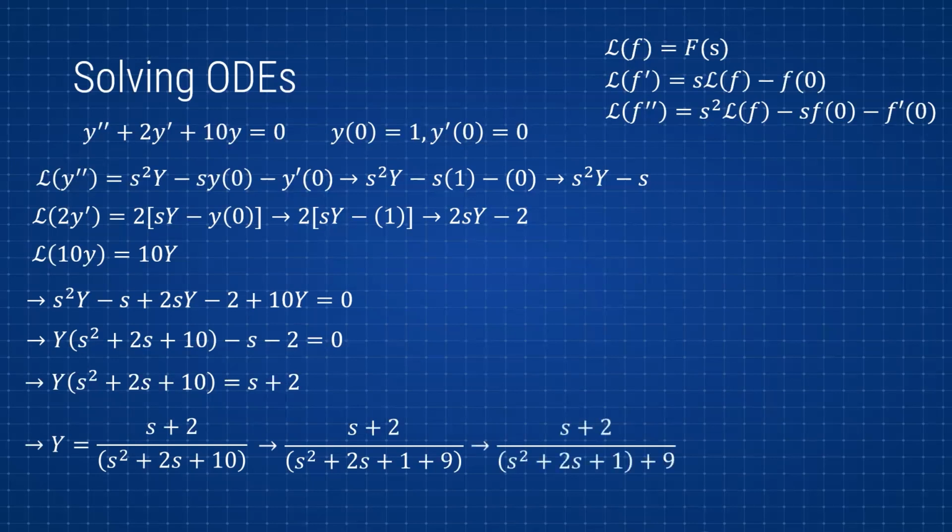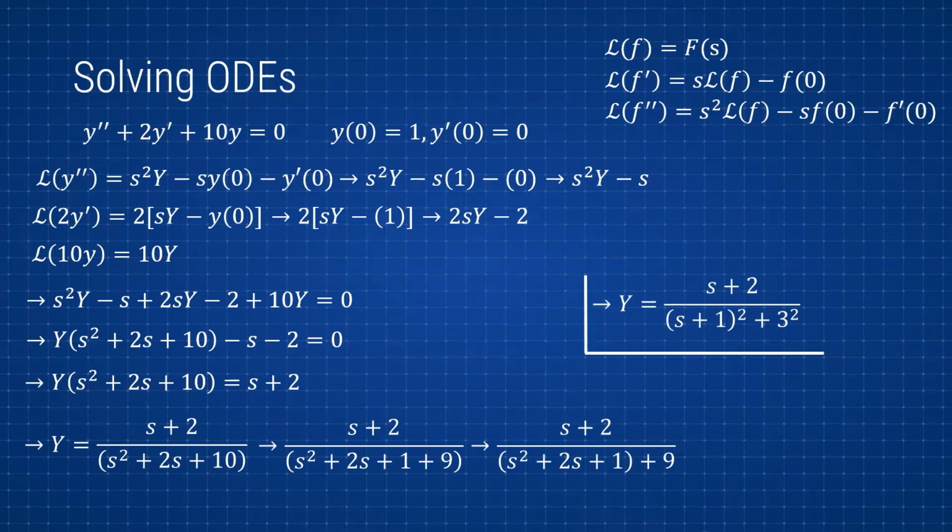And we can write it like this, of course. And then the s squared plus 2s plus 1, that's a square number. That is s plus 1 squared. And then we know that the 9 is 3 squared. And look what we're going to be doing for this problem. You can see the pattern of what we're doing.